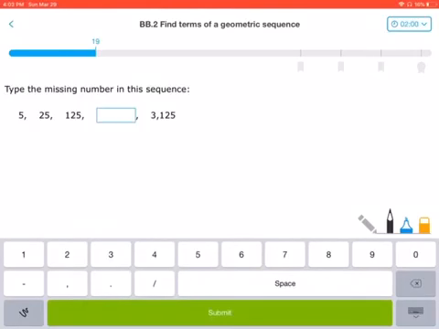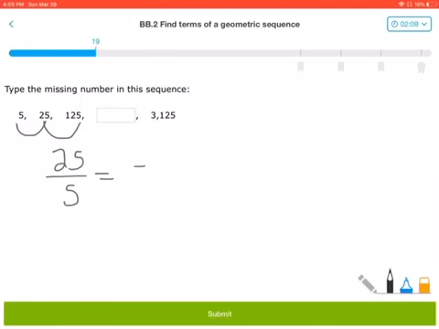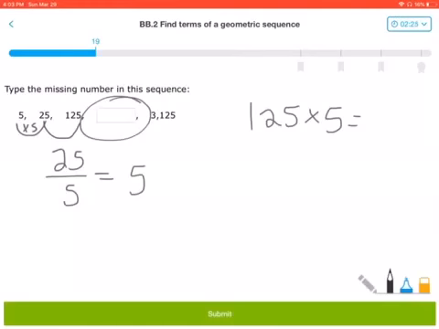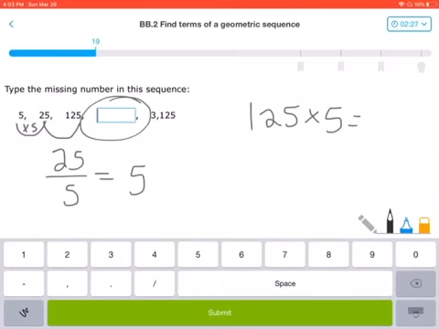So this one, once again, to figure out what it's being multiplied by, you can take the second term divided by the first term. 25 divided by 5 is 5. So they are multiplying by 5 each time through here. So 125 times 5 will give me what goes in the next blank. So I believe that would be 625.